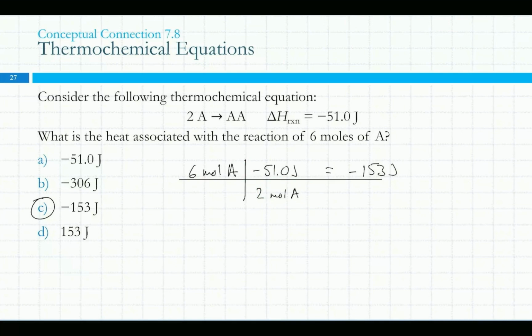Now, how do I know this is joules of heat produced and not joules of heat absorbed? Because it's negative. If this is a negative value, that means that is heat leaving the reaction. Or you can think of heat like money. It's spending that money. It loses that 153 joules.